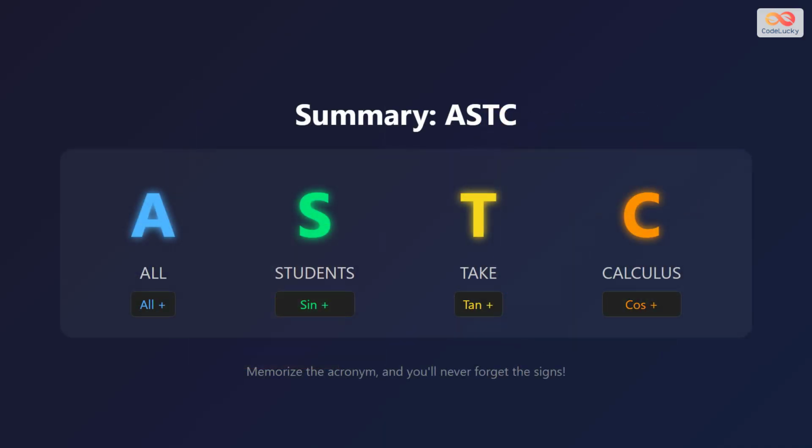So remember, ASTC, all students take calculus. All are positive, then sine, then tangent, then cosine. Use this simple chart on your next test, and you will never mix up your signs again.